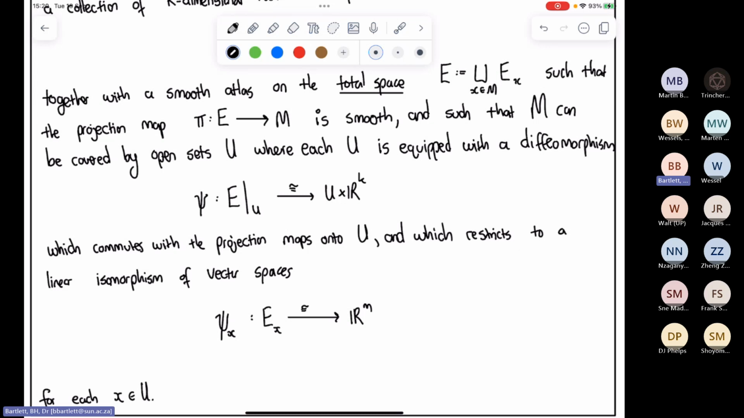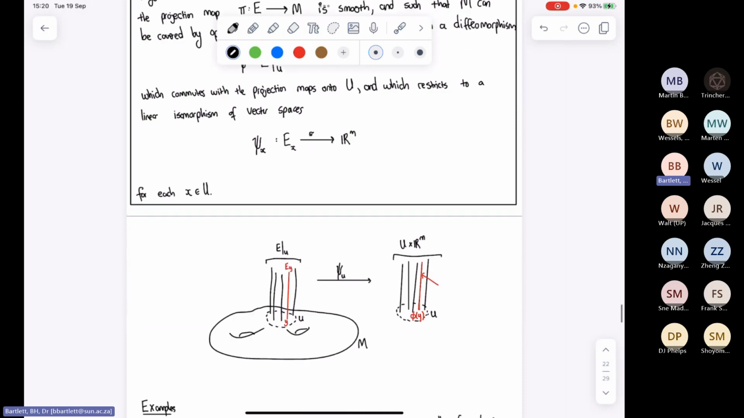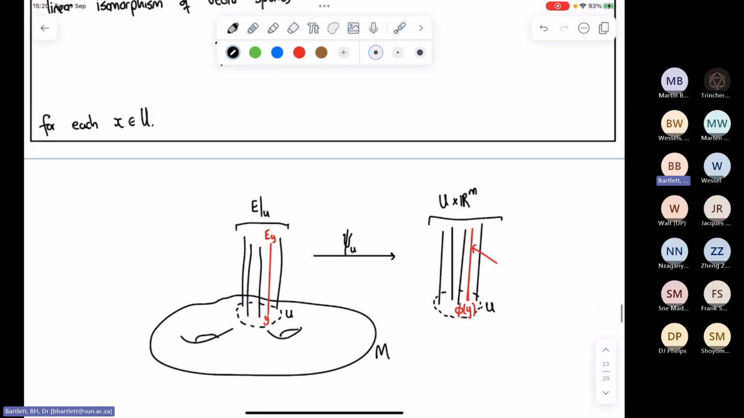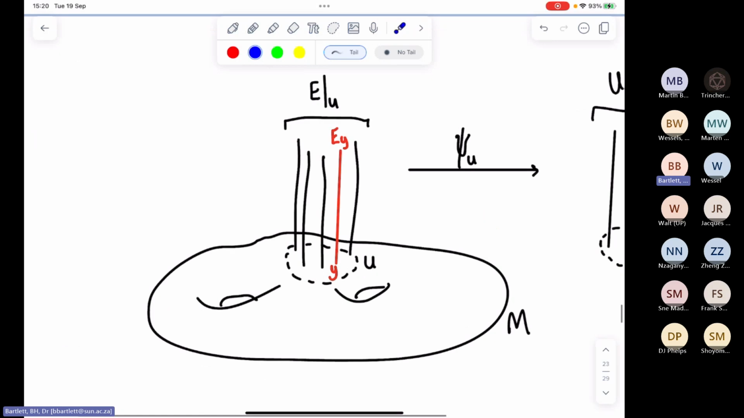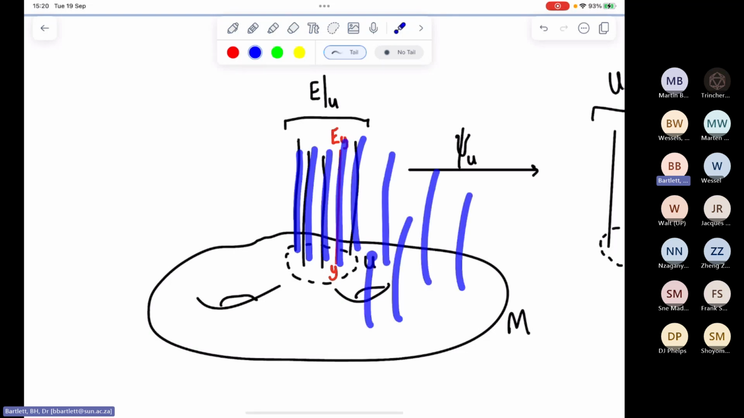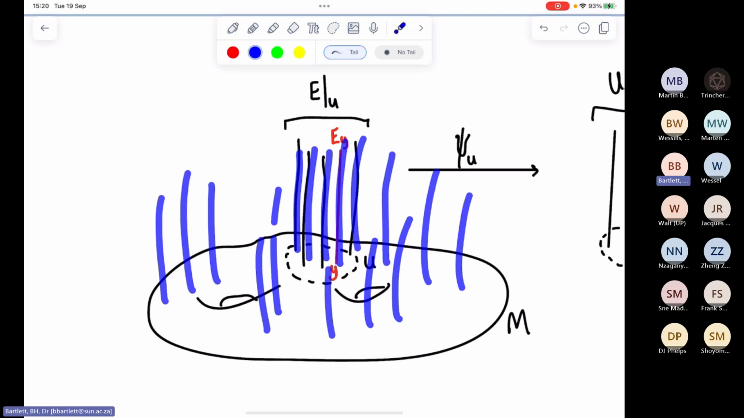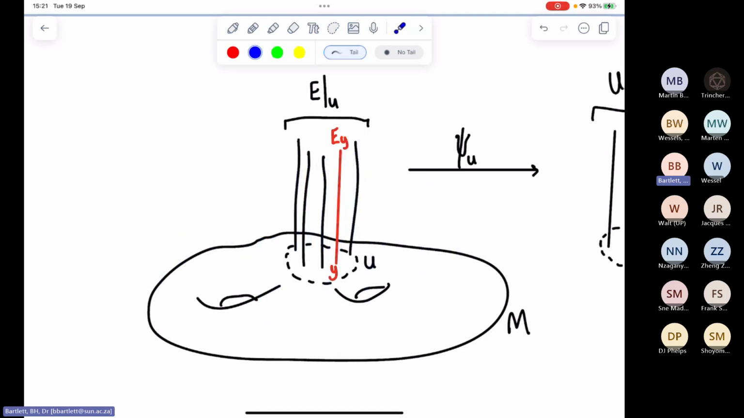Okay, so it's a mouthful to take in, but let's draw a picture. So what's going on here? A vector bundle of rank k is first and foremost a collection of vector spaces, k-dimensional vector spaces, parameterized by the points in M. So on the left here, I've got M, and then I've got a collection of vector spaces. At each point, I've got a k-dimensional vector space. I've drawn them as lines here, but these are k-dimensional vector spaces.